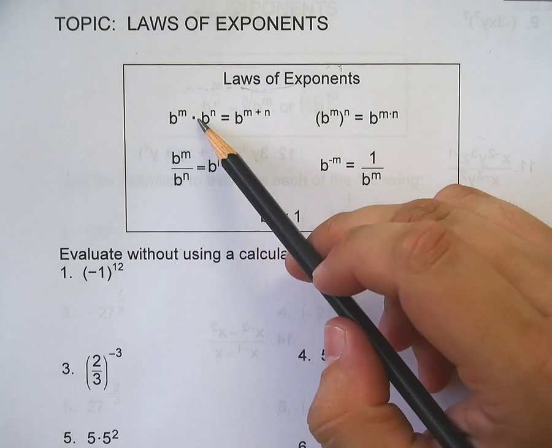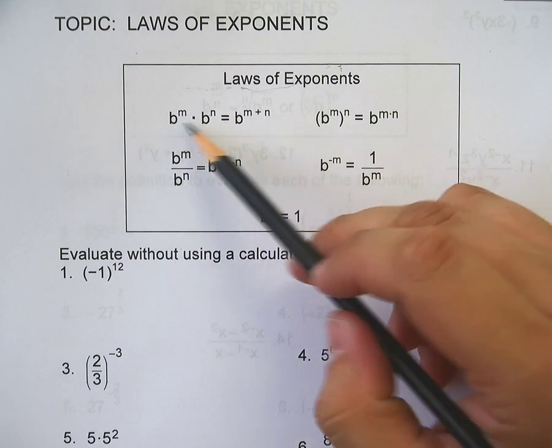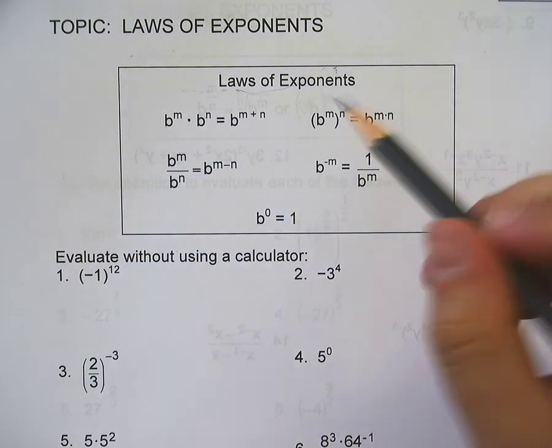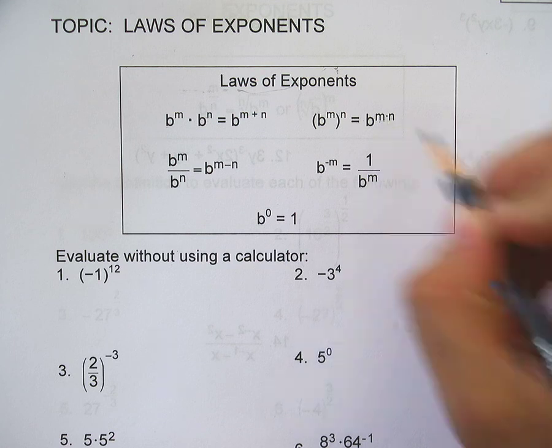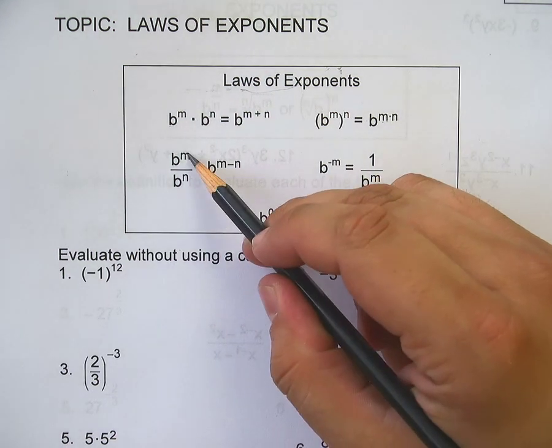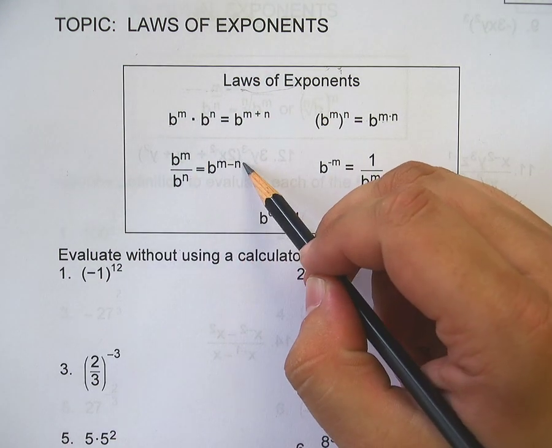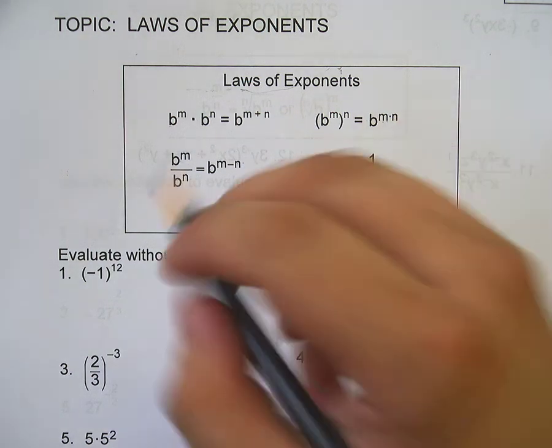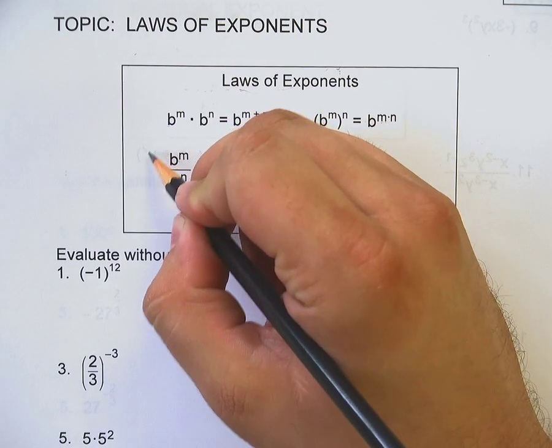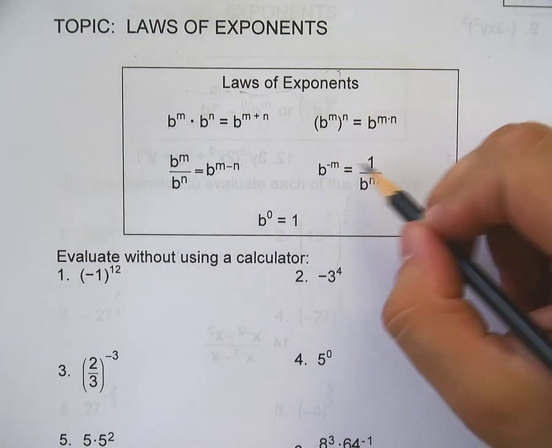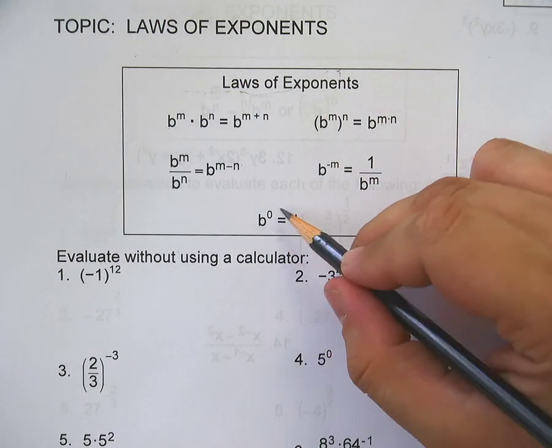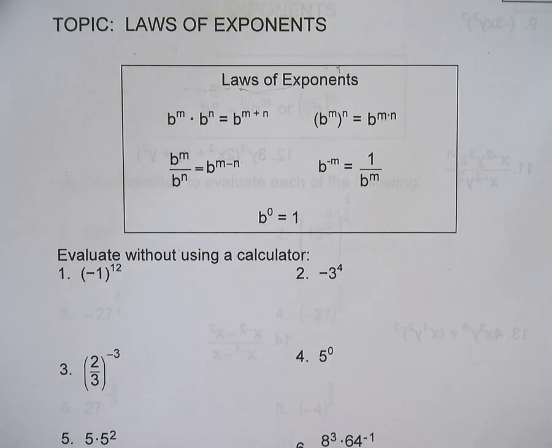b to the m times b to the n is b to the m plus n. So if you're multiplying like bases, add their exponents. If you are raising a power to a power, you multiply their exponents. b to the m over b to the n is b to the m minus n, so you subtract them if you're dividing. It's kind of like saying x to the third over x is x squared. b to the negative m, you flip it to the bottom, make it positive. Anything to the power of 0 is 1. So this is going to be a pretty quick lesson here.